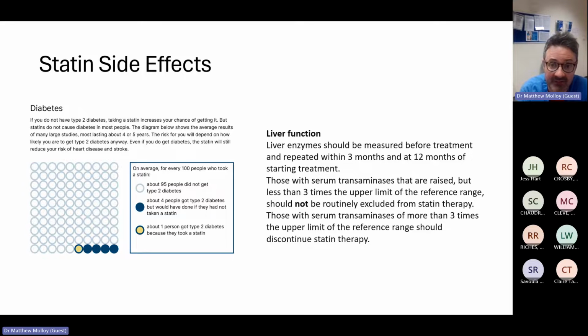Liver enzymes should be measured before treatment and repeated within 3 months and 12 months of starting treatment. Those with serum transaminases that are raised but less than 3 times the upper limit of normal should not be routinely excluded from statin therapy. Those whose serum transaminases exceed 3 times the upper limit of normal, we should discontinue the statin therapy, give them a washout period, see if there are any other reasons why the blood tests are as they are, and then reintroduce statins when the blood tests are more normal.